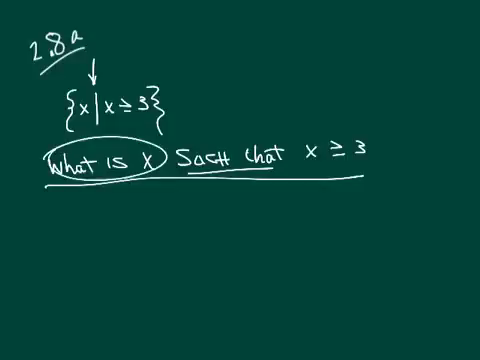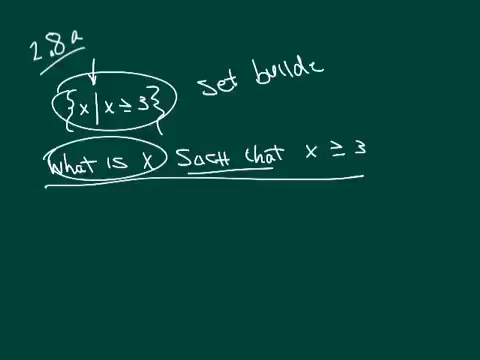What number can x be? It's going to be 3, 4, 5, 6, 7, 8. If you're talking about counting numbers, it's going to be decimals. It's going to be any number that's either 3 or bigger than 3. And that's called set builder notation. Alright, so just something to be aware of if you see that. Alright, let's go ahead and do an example here.